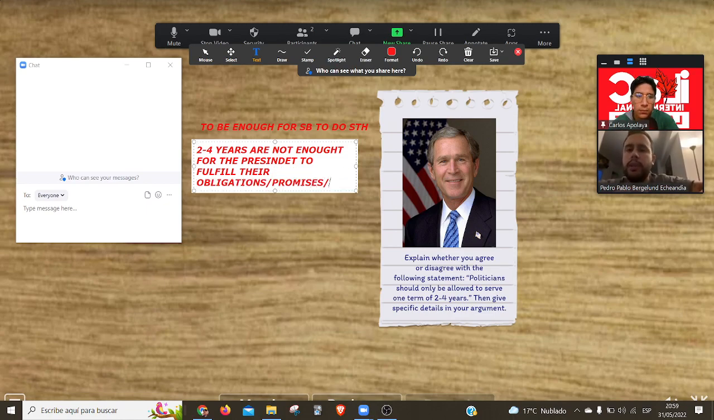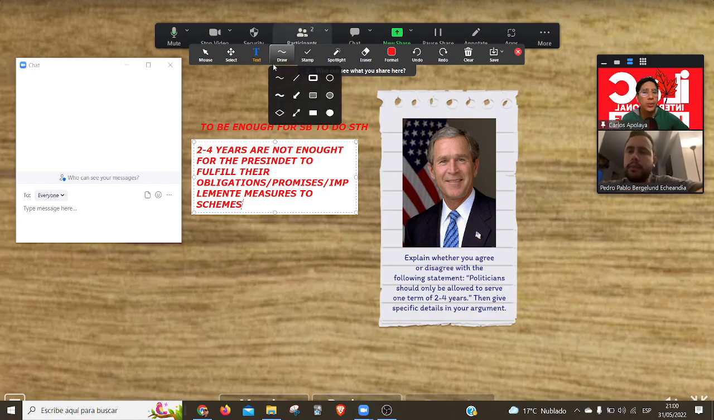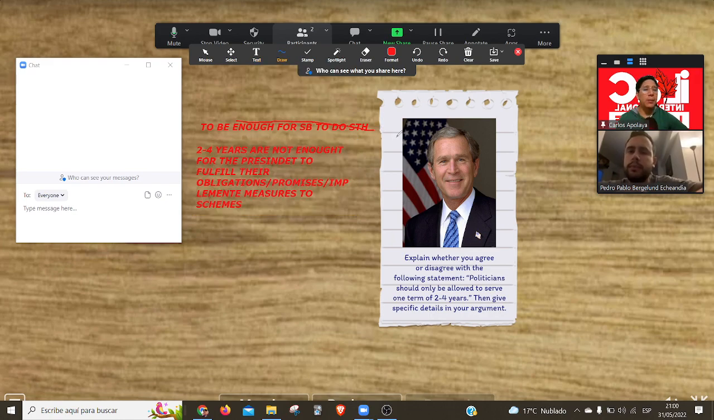To fulfill their obligations. Promises, para cumplir sus obligaciones, sus promesas. Okay, to help people to, I don't know, to implement measures, schemes. Yeah, you can do that. Okay, recuerda la estructura. Enough for somebody to do something. For example, it is not enough for me to finish the project. No es suficiente para mí. I want to do more things.